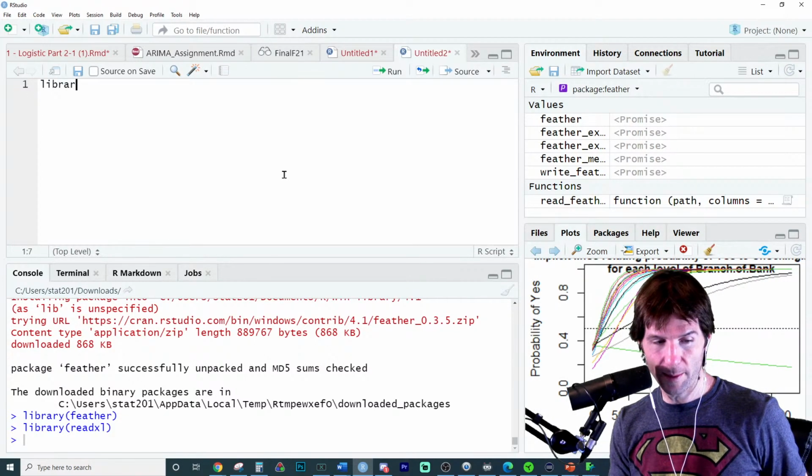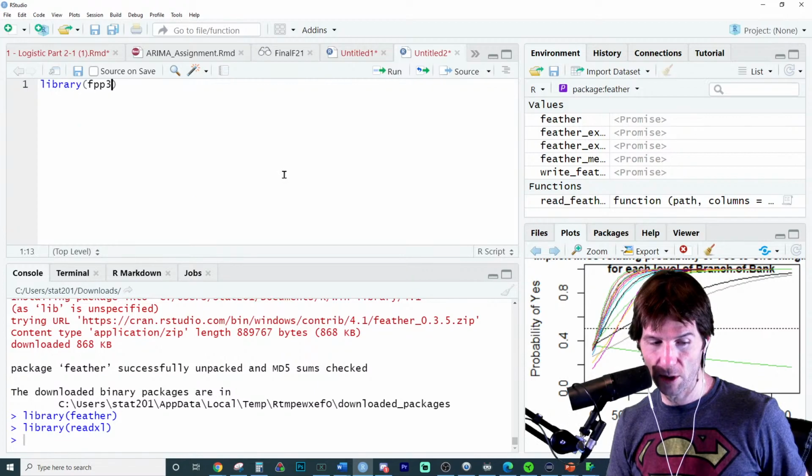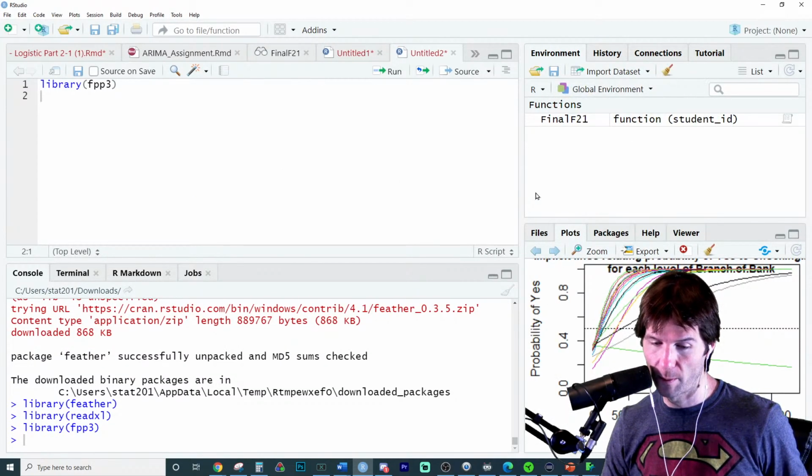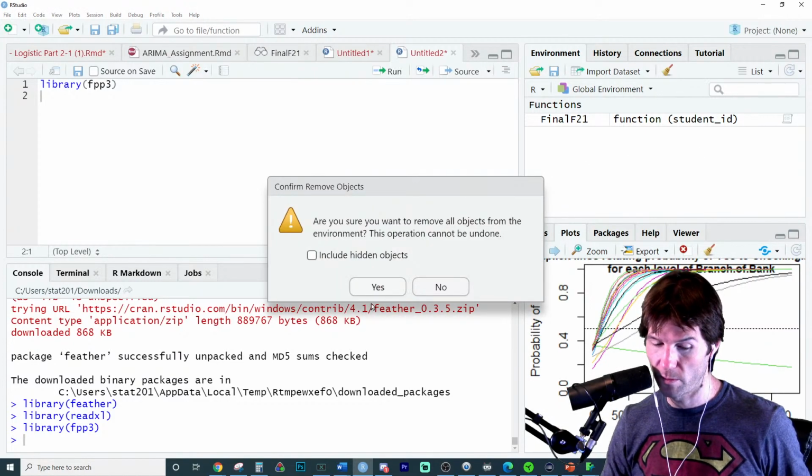So we're loading up the library fpp3. Connor yesterday was talking about the feather package. I need to read more about feather. I was going to take a look at it here. Got to remind myself later. Got the final there for 320.